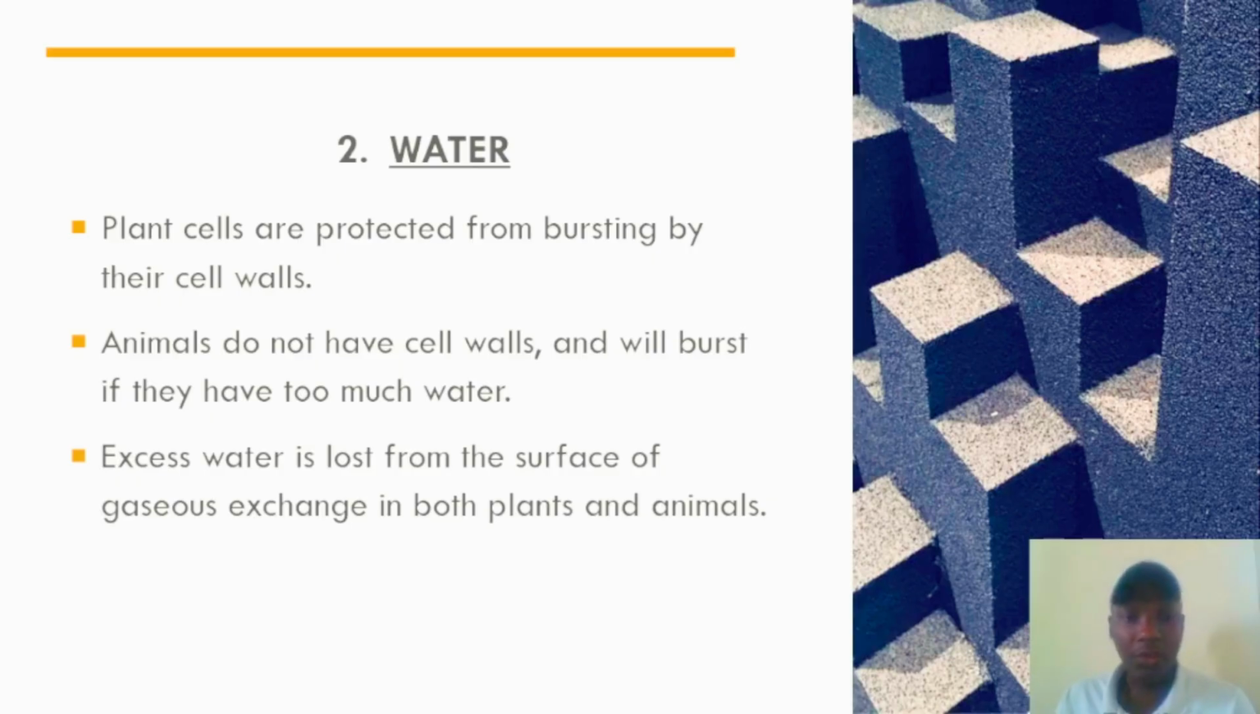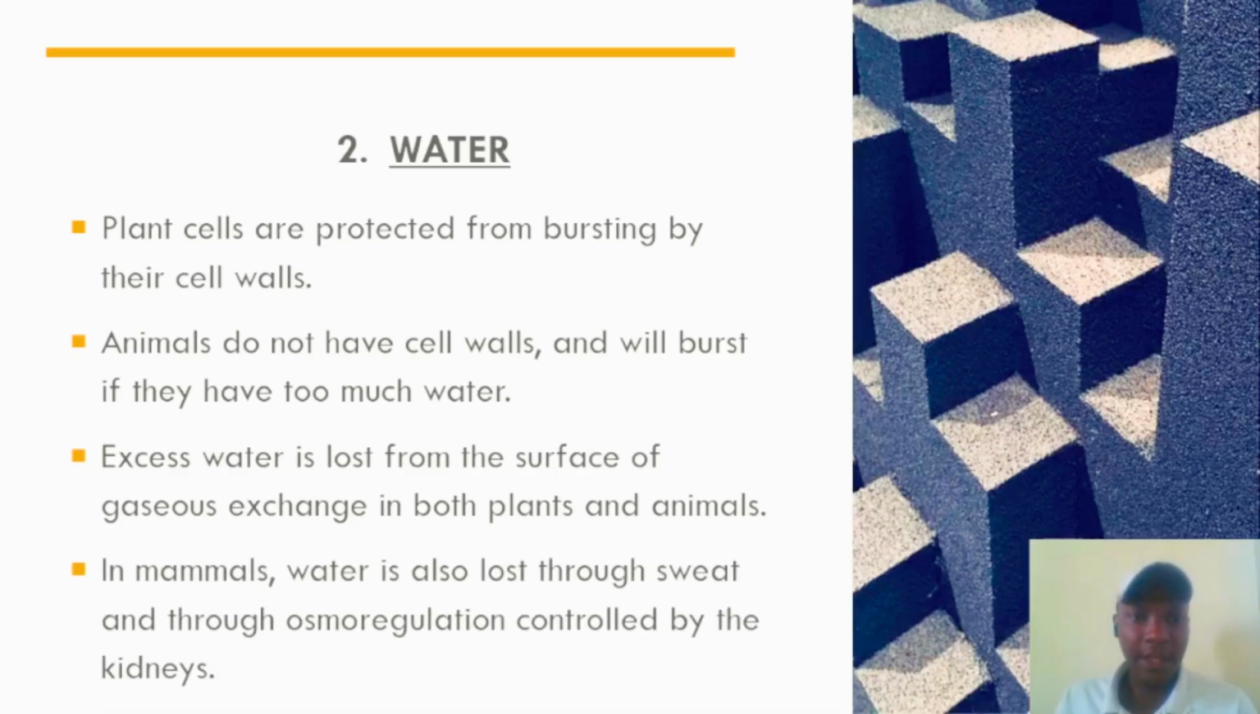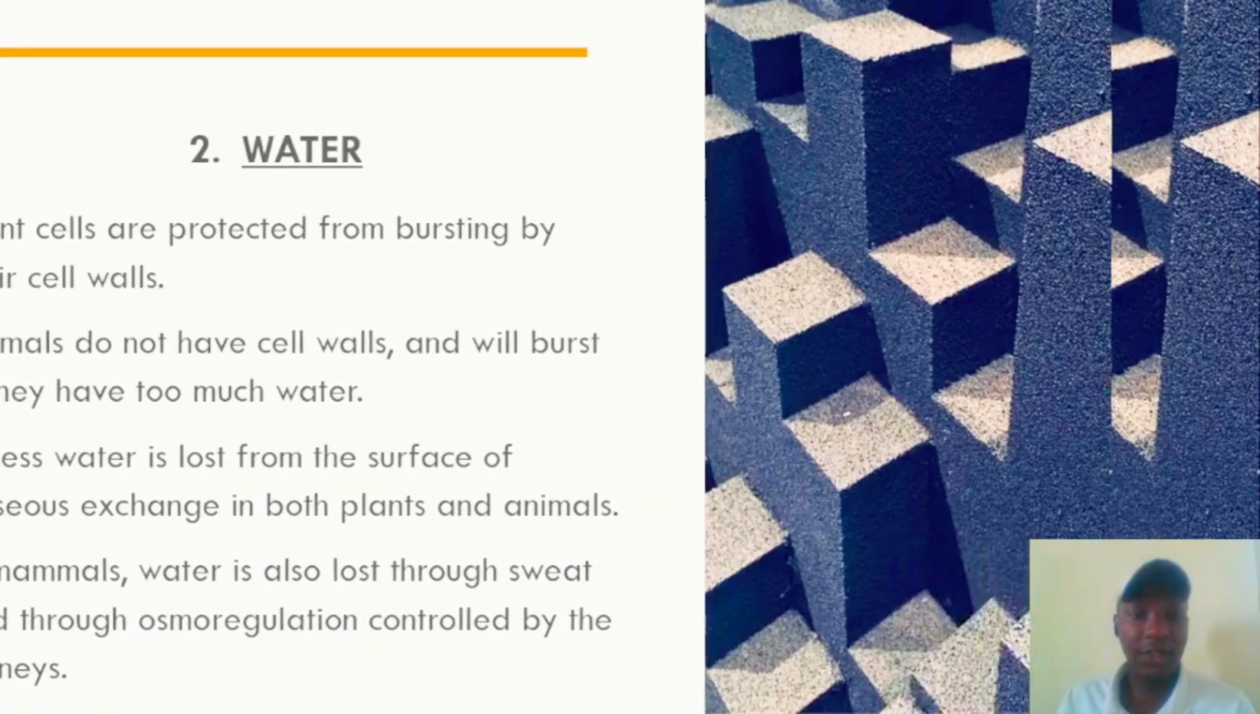So in that case, excess water is lost from the surface of gaseous exchange in both plants and animals. That's how excess water is removed, to enable the needed amount of water to exist within the cells. In mammals, water is also lost through sweat and through osmoregulation controlled by the kidneys. That's the other way in which water is lost in mammals.